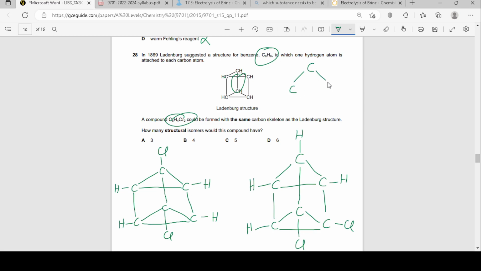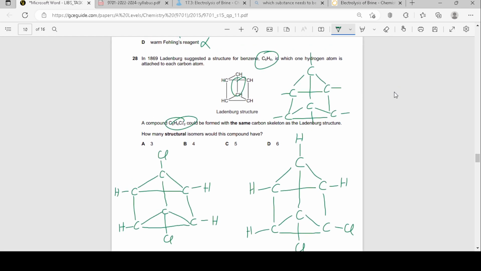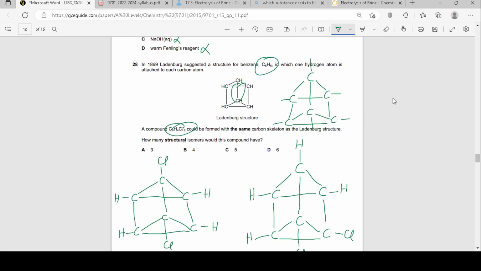So if I had C, C, C, and then C, C, C again. And let me just join them and join this, join this, join this. Pretty cool structure actually. I like this. And then we have these bonds. Okay. So now the other one I could have is, if I, hmm.